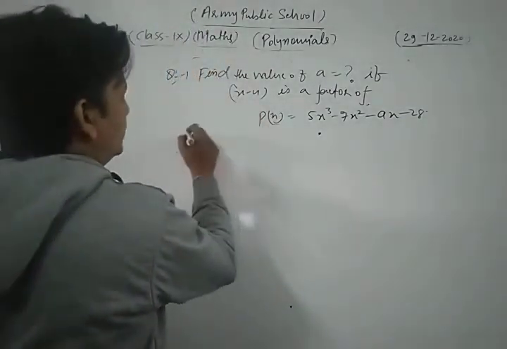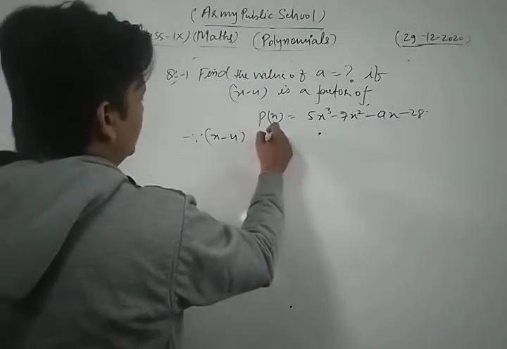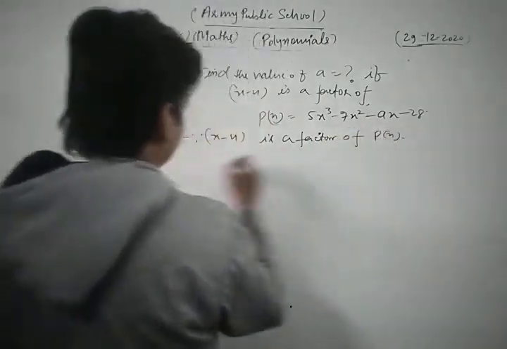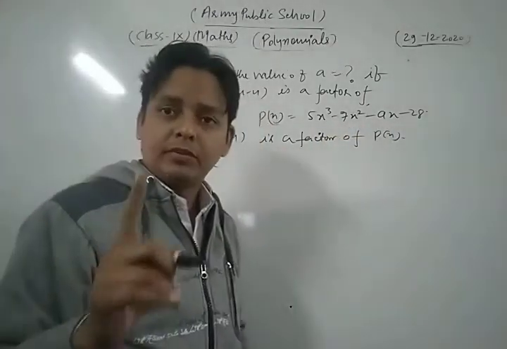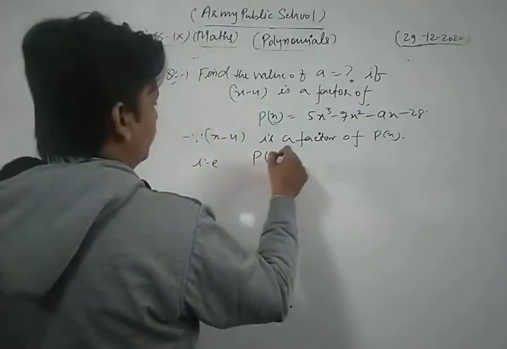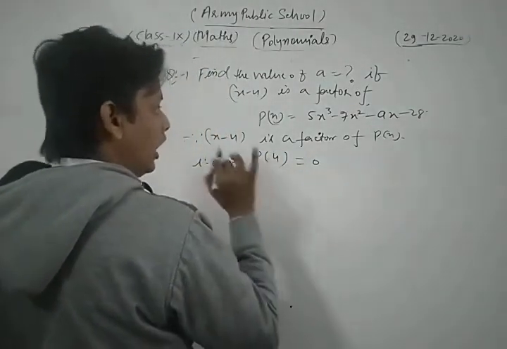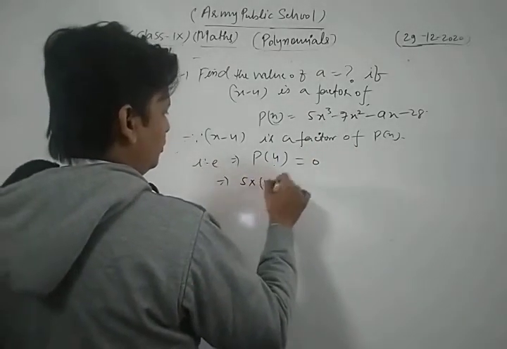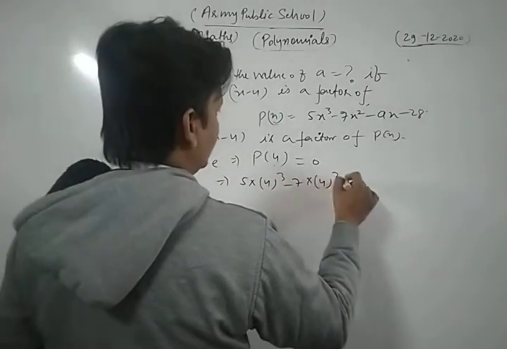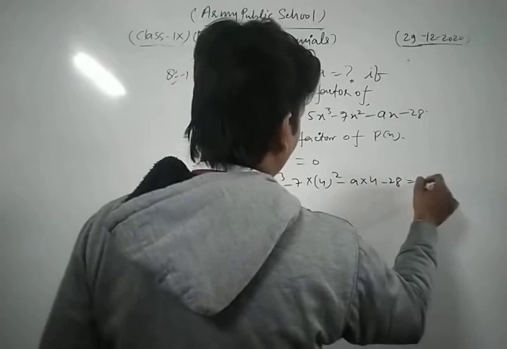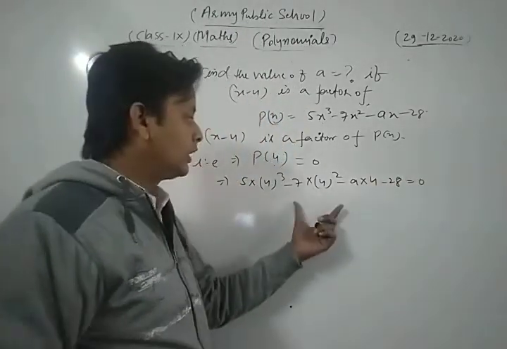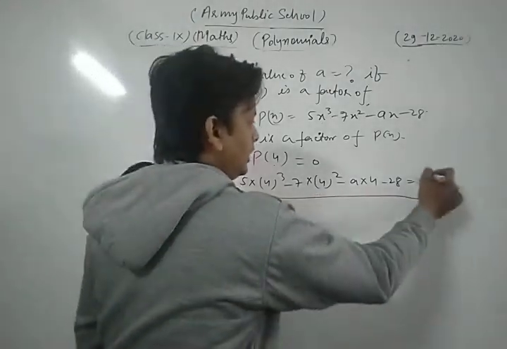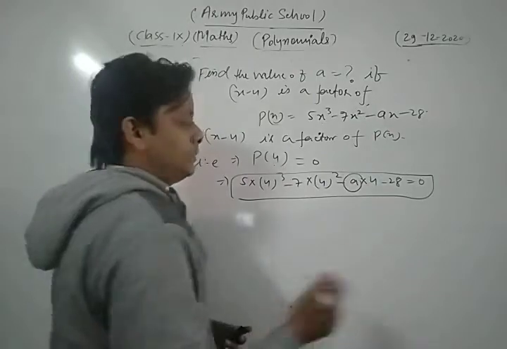First of all, since x minus 4 is a factor of p(x), by the concept of factor theorem, friends, we have p of 4 must be equal to 0. So just replace x by 4, and we get 5 into 4 cube minus 7 into 4 square minus a into 4 minus 28 equals 0. Just simplify that equation and find the value of a, same as the previous question.